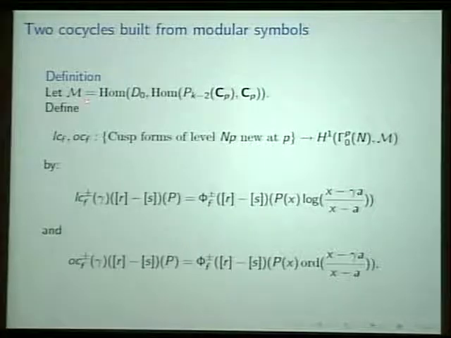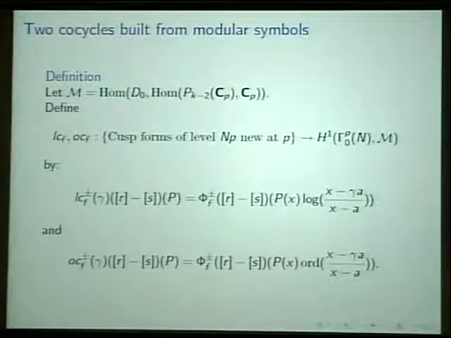So to simplify the notation, I'm going to let M be this group, the Hom from D0 into the linear forms on the space of polynomials. Just to remind you, the modular symbols took three variables. They took a D0 variable, a P variable, and an edge variable. So I've pushed two of those variables into this M, and all that's left is the edges. So a modular symbol is a function on the edges, but it takes values in M. Okay?